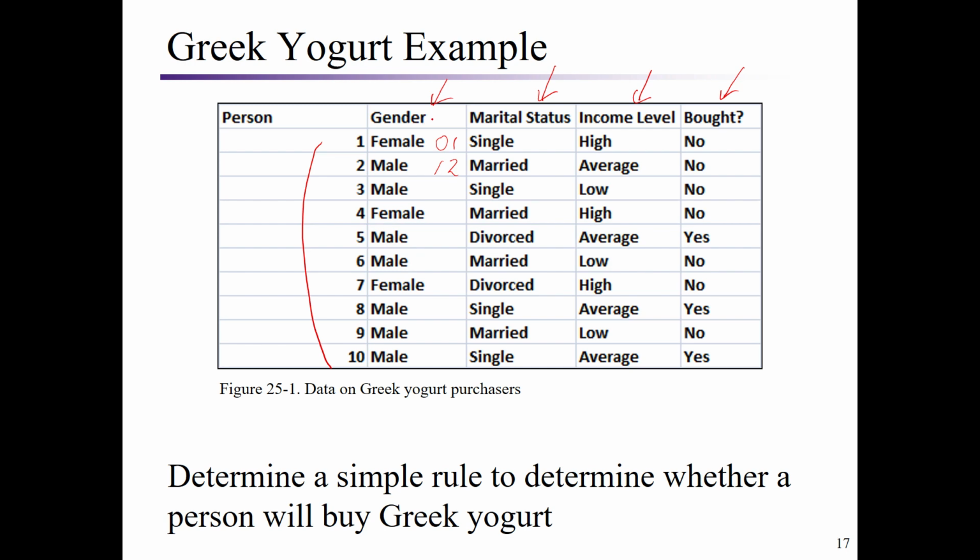So gender is discrete. Marital status, single, married, divorced, is discrete because it is categorical. Income level, low, average, high, is categorical, so discrete again. And yes or no is categorical, so discrete. So all the variables are discrete, and therefore when we examine the relationship between these discrete variables, we will use cross tabulation or decision tree.